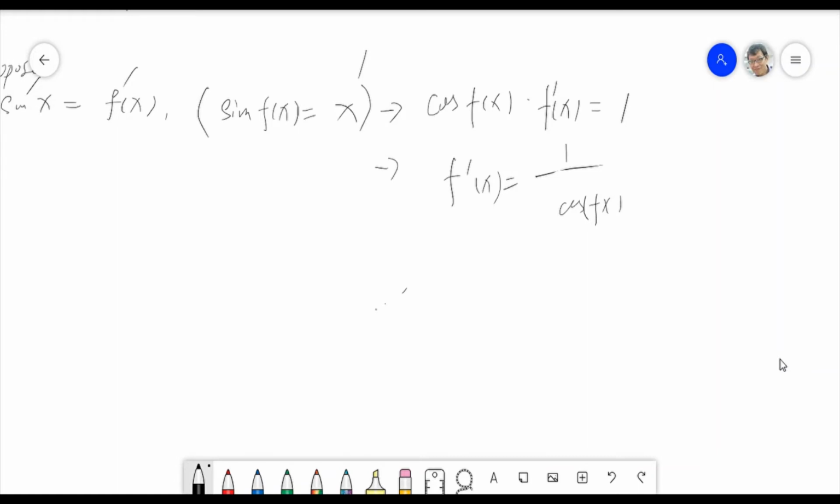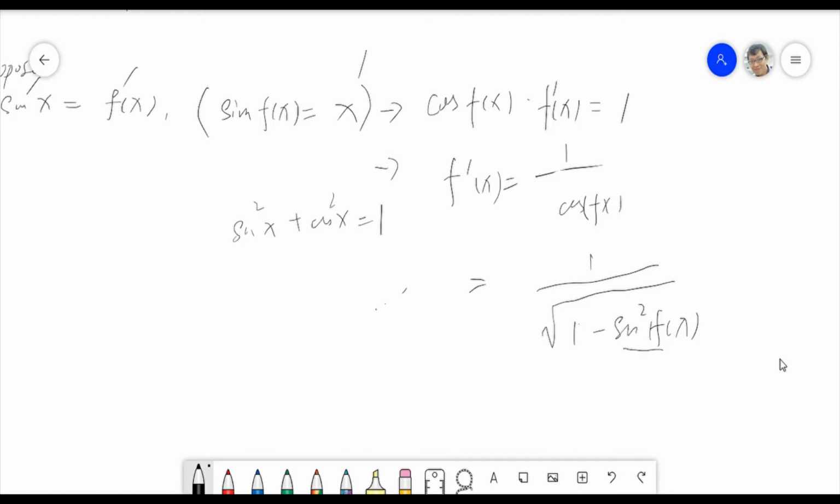So cosine f(x) equals the square root of 1 minus sine f(x) squared. Cosine f(x) can change to that because of the formula sine x squared plus cosine x squared equals 1. Don't ask me how to prove this, okay? This is not related to our derivative. But if you want, in the future, just give me a comment and I will prove that for you.